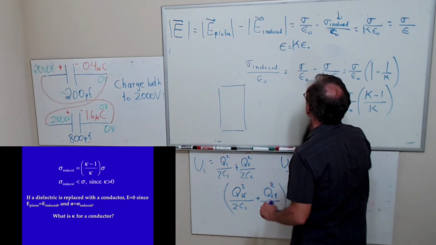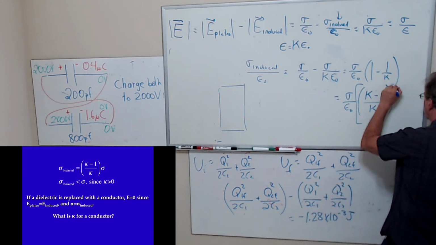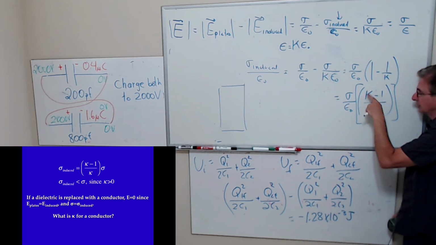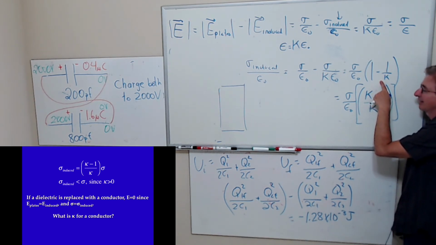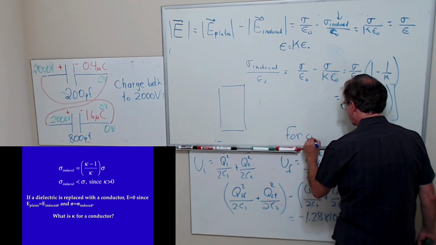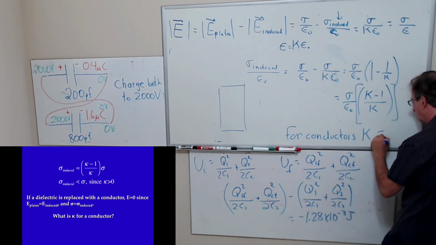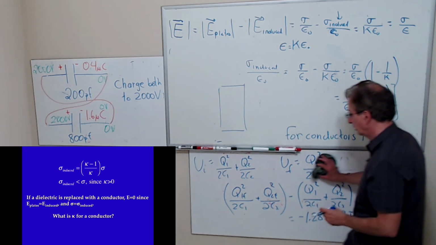If E plates equal E induced, then sigma induced has to be equal to sigma. So this whole thing has to be 1. What should the value of kappa be so that this ratio is 1? I can look at it up here. For conductors, kappa is infinity. Okay? For conductors, kappa is infinity. For a vacuum, kappa is 1.